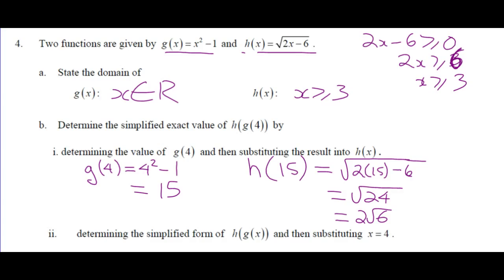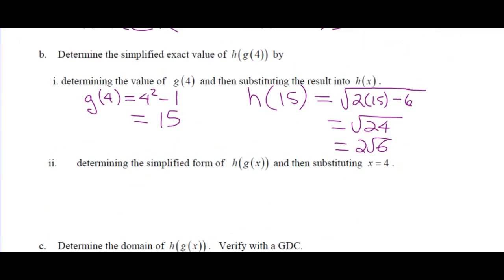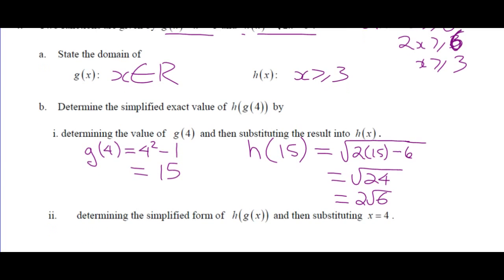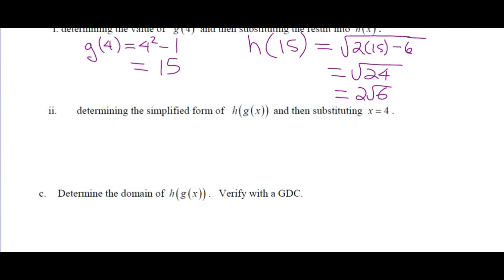Now, determining the simplified form of h of g of x. If we have to do this 100 times, we're going to say, I'm not going to work out g of x and then substitute that in. Just give me one function that does it all. So h of g of x says what? H of x is the square root of 2 times the input. Now the input is g of x, which is x squared minus 1, so it's 2 times x squared minus 1, and then minus 6.